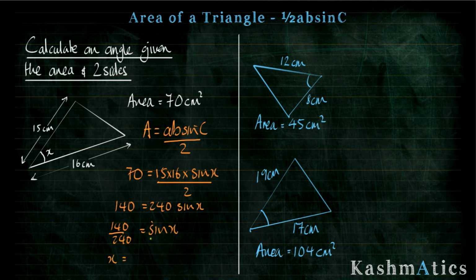Which means X equals, so to work out X, if you know what sine X is, I need to do the inverse function. It'll be the inverse sine of 140 divided by 240. Okay, so now you can either enter that as a fraction, or you can just write 140 divided by 240 on your calculator. And if you do that, get the inverse sine of that, you get 35.7 degrees.